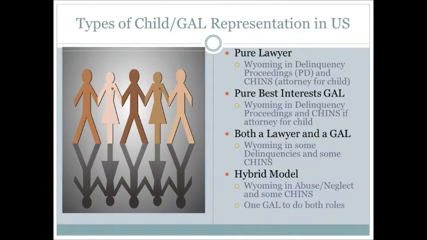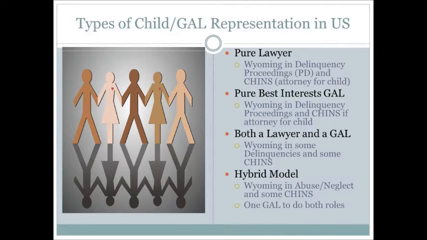There are many types of GAL representation and child representation in the United States. I'd like to go through the 4 types and show you that really the 4 types are present in Wyoming in different situations. Our main default position is the hybrid model of representation, which I'll talk about last, but we also have the other 3 types at different times.